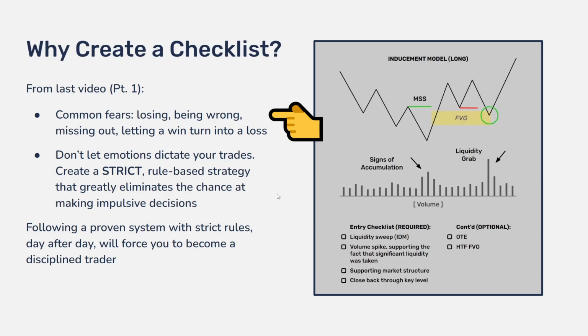Those seem to be some pretty common fears discussed in Trading in the Zone by Mark Douglas, and some that I could relate to in my own trading. And I found that the best way to combat those fears is to not let emotions dictate my trade. So in other words, creating a strict and rule-based strategy that will greatly eliminate the chance of you making impulsive trading decisions that aren't a part of your plan.